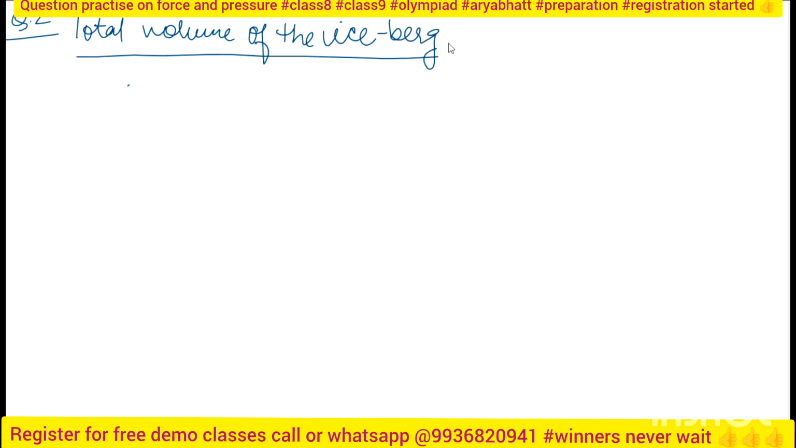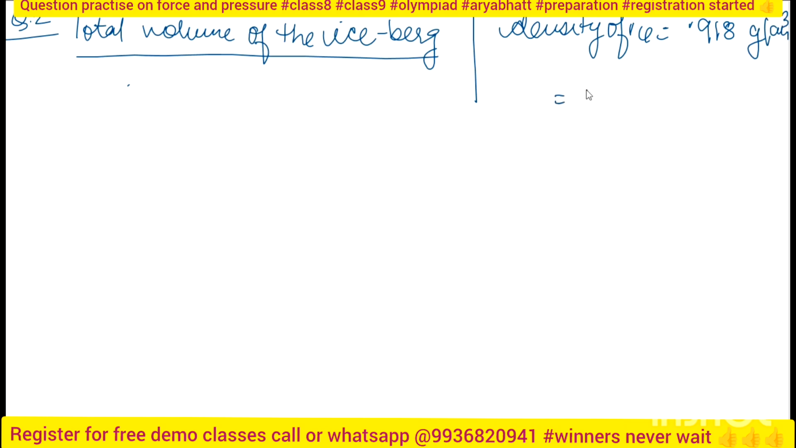This is question number 2. We have to find the total volume of the iceberg. How can we calculate it? First I will calculate the rho, rho meaning density. Given quantities are the density of ice, which is 0.918 gram per centimeter cube.